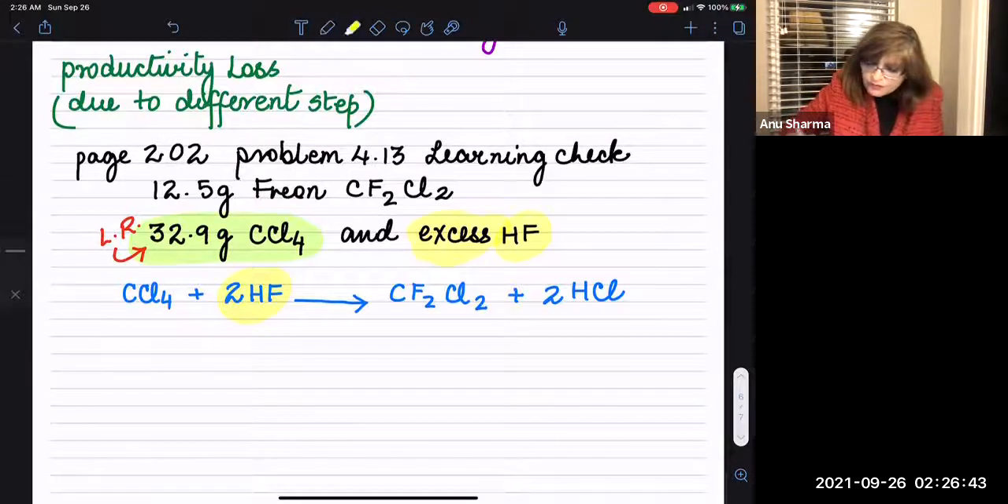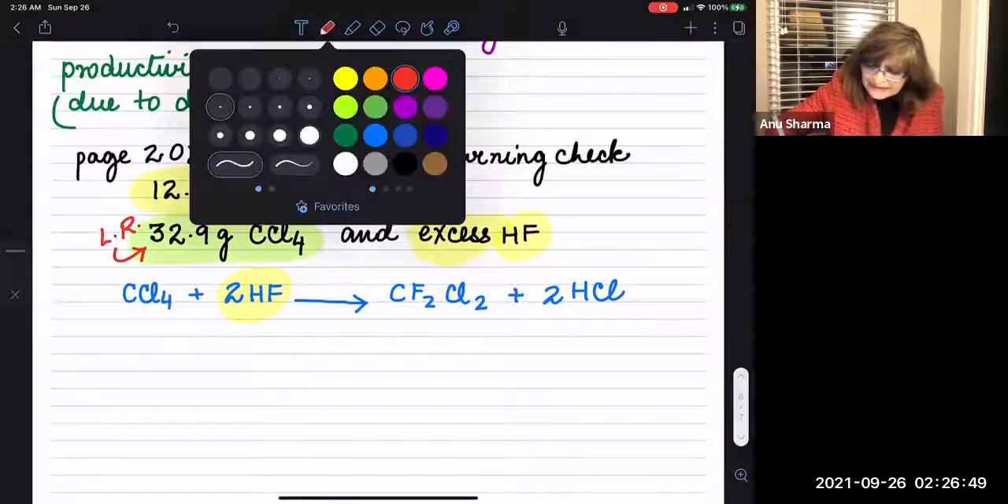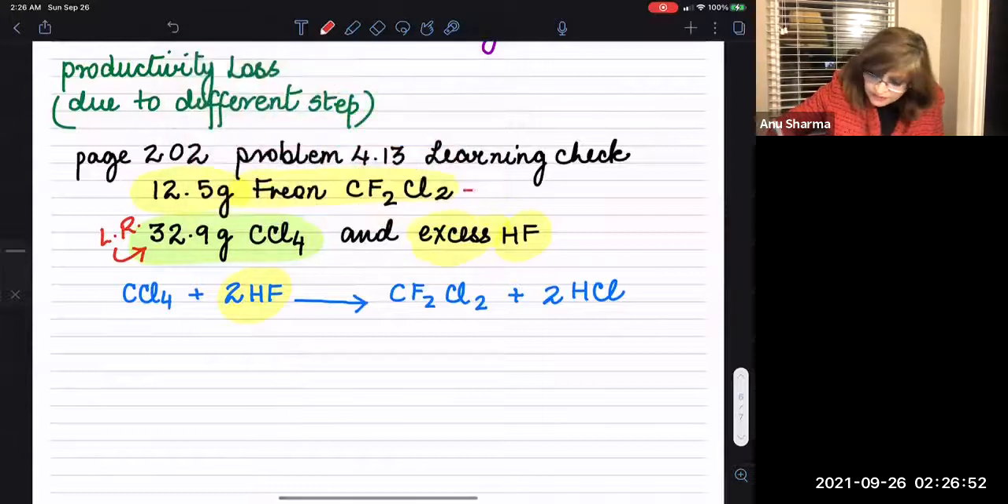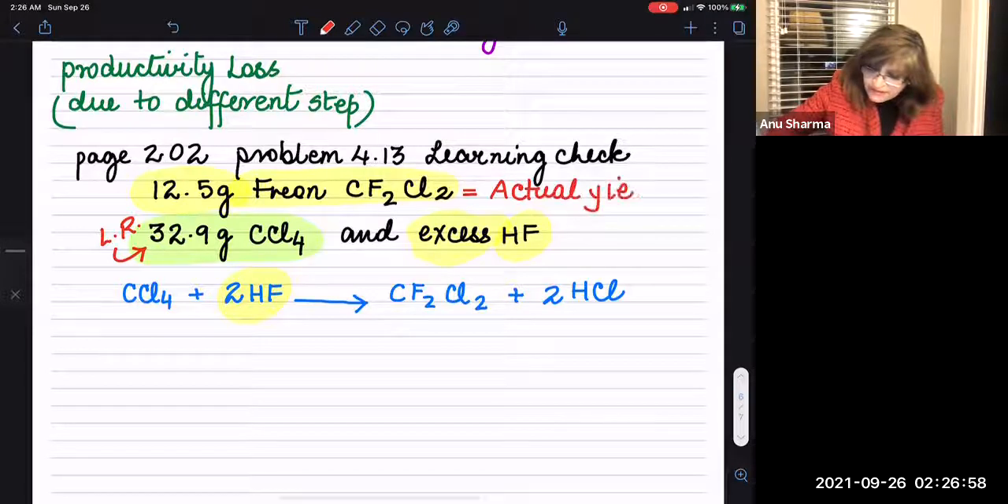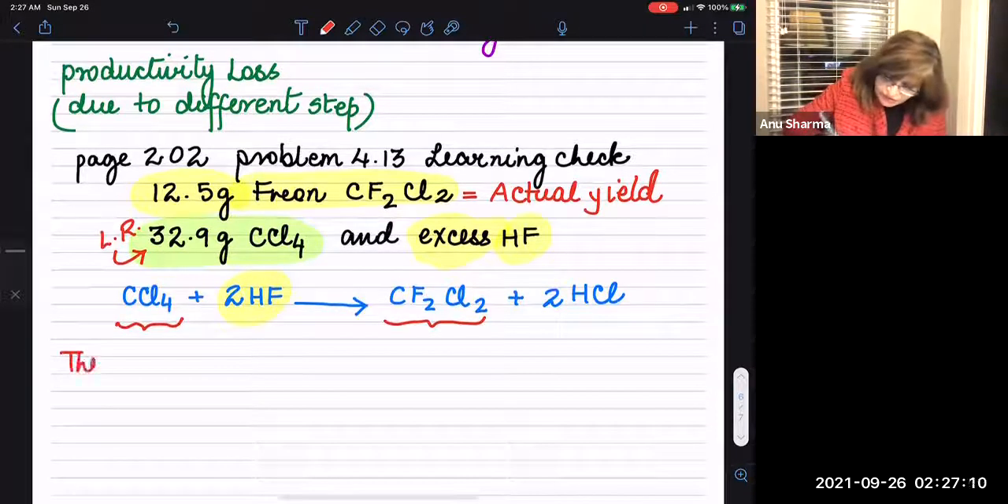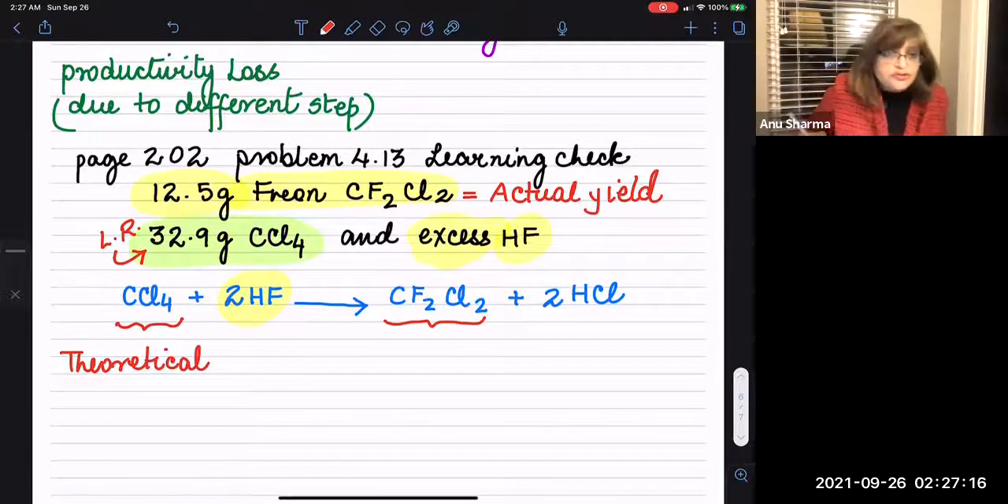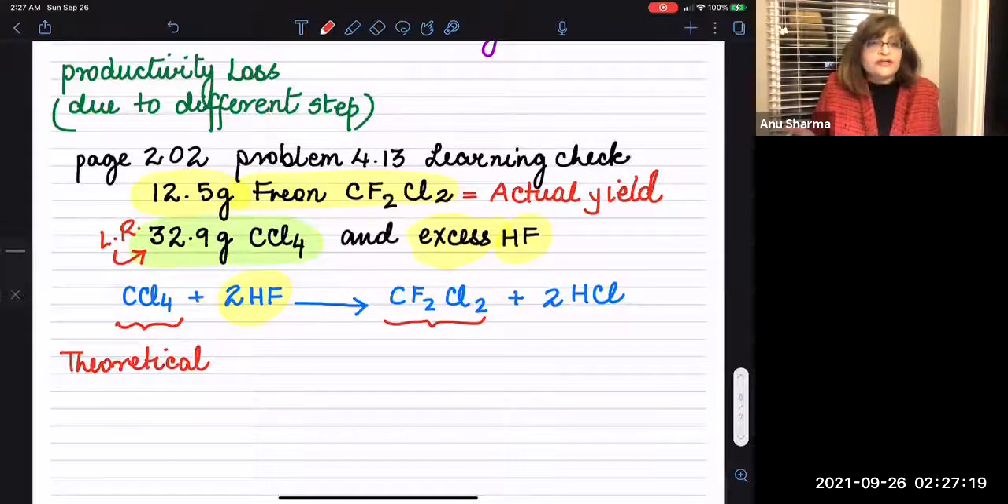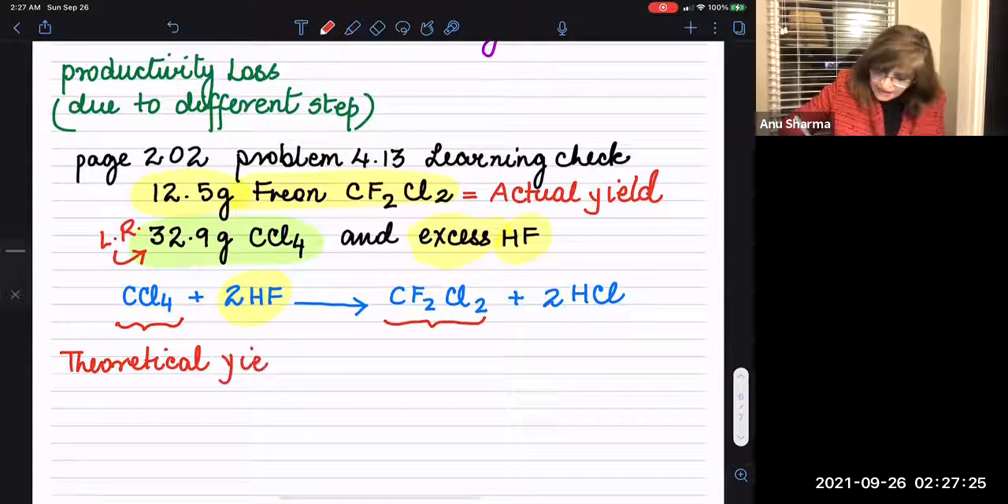So now what do we focus on? What is given to you is the actual yield. This is given, and this is the product. HF is in excess, so we are only going to look at the carbon tetrachloride. In theory, you need to determine the theoretical yield. The question is not going to say to find the theoretical yield. It's implied, but you need to do it on your own. So find the theoretical yield, and how would you do that?